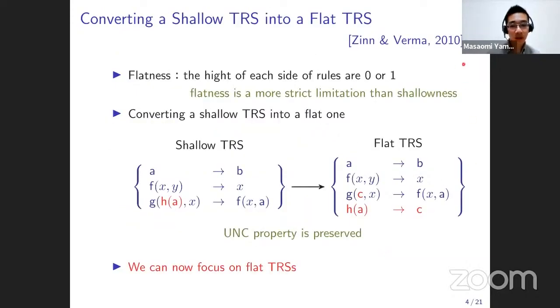Before dealing with UNC for shallow TRS, I explain how Radcliffe made the problem easier. First, he introduced a restriction, flatness. Flatness is that the height of each side of rules is at most 0 or 1. Shallowness only restricts the depth of variables, so flatness is a stricter limitation than shallowness. Zinn and Burma found a procedure to convert a shallow TRS into a flat TRS, preserving UNC. For example, this shallow TRS can be converted into a flat TRS by adding this new constant c. In this case, the UNC property is preserved. So we can now focus on flat TRS.